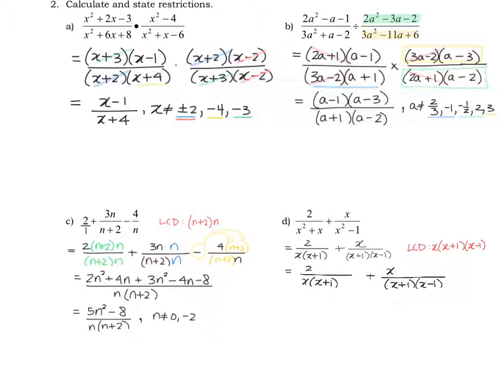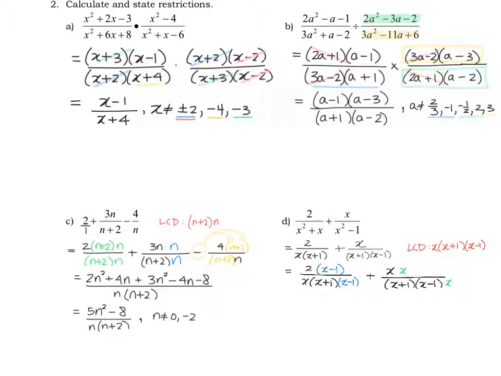Here, in my first rational, I am missing the x minus 1, so I'm going to multiply both numerator and denominator by x minus 1. And then in my second rational, I am missing an x, so I multiply both numerator and denominator by x. Now we can see that both denominators are composed of x, x plus 1, and x minus 1, which is my LCD.